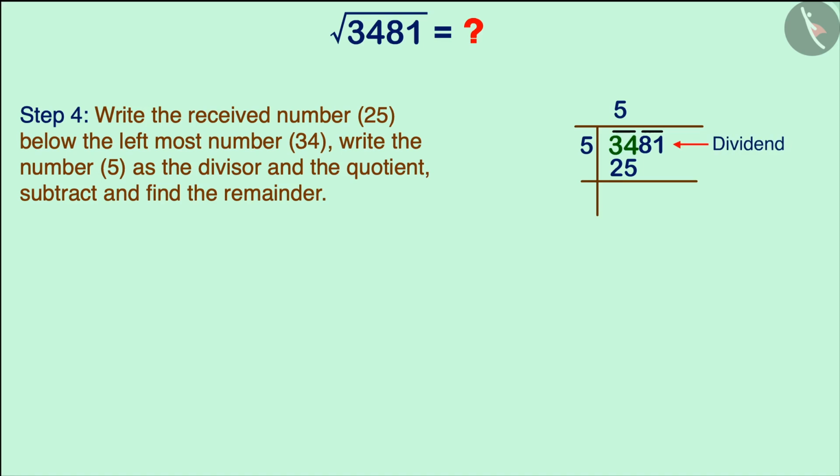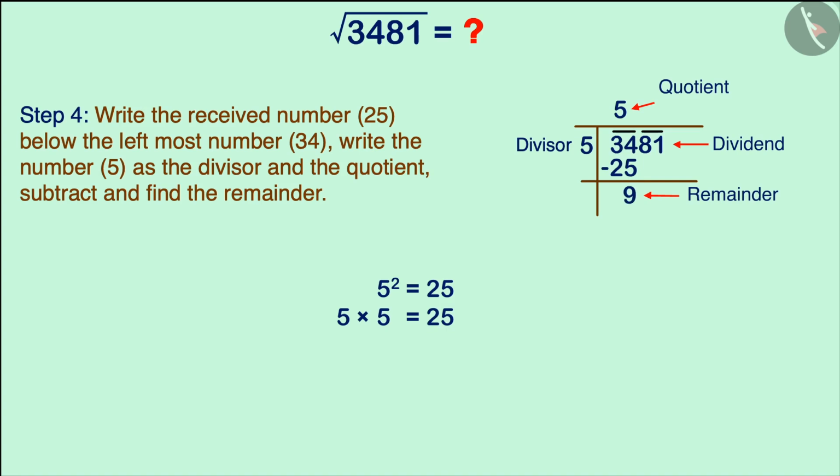Here the number 34 is the first dividend. 25 is the square of the number 5. So we will consider 5 as the divisor. Here the first digit of the quotient will also be 5 because 5 times 5 is equal to 25. To find the remainder, we will subtract both the numbers. Here 9 is the remainder.